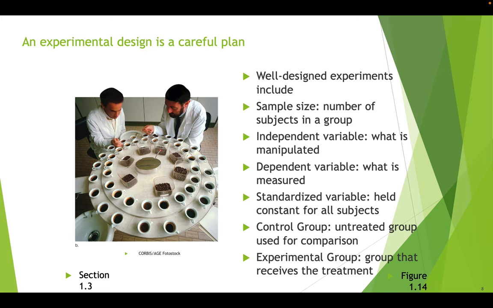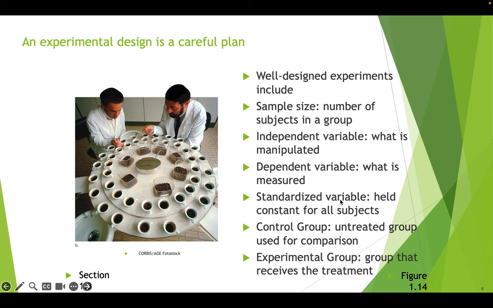Well-designed experiments include a sample size, so the number of subjects in a group. How many plants would you need to measure the flowers on to know that you've studied enough? Independent variable is what's manipulated. So in this case, what's manipulated is the presence or the absence of the galls, right? The dependent variable is the thing that the scientist measures. So in this case, the mass of the flowers.